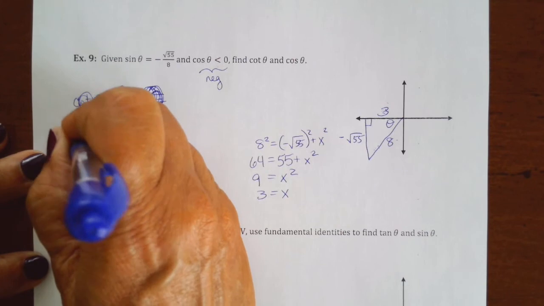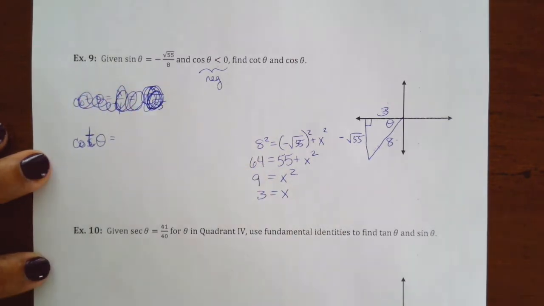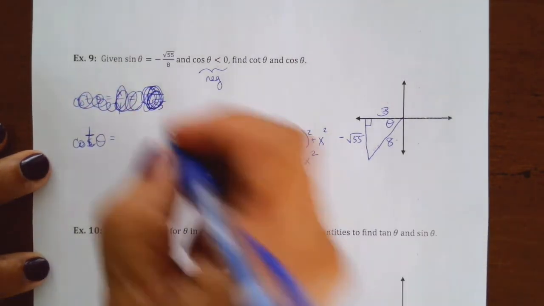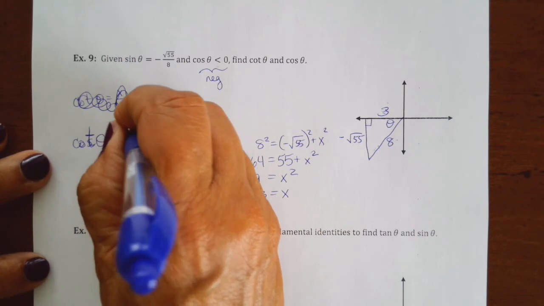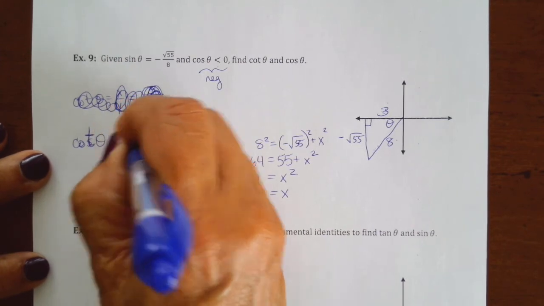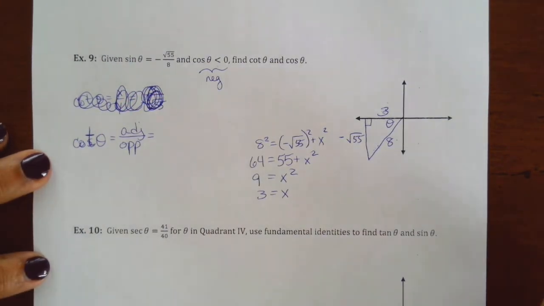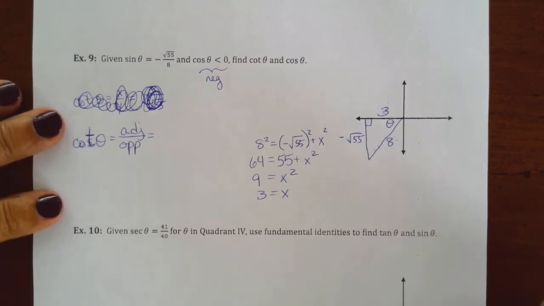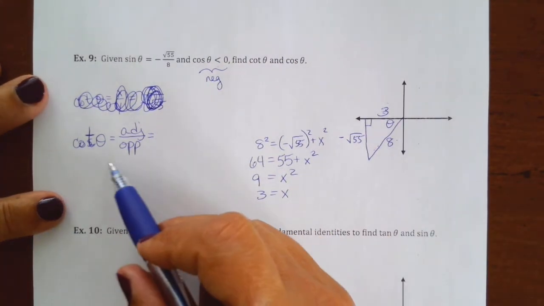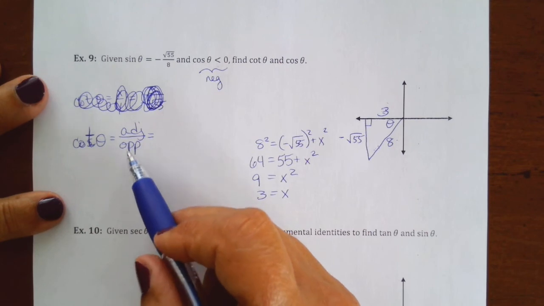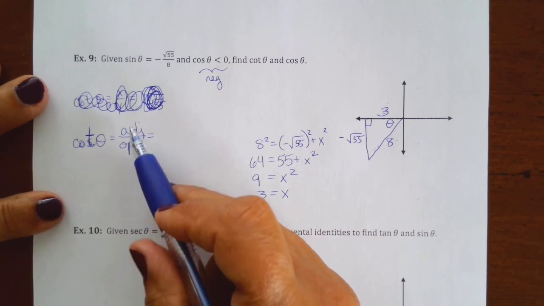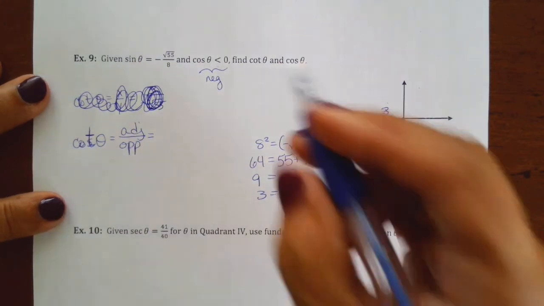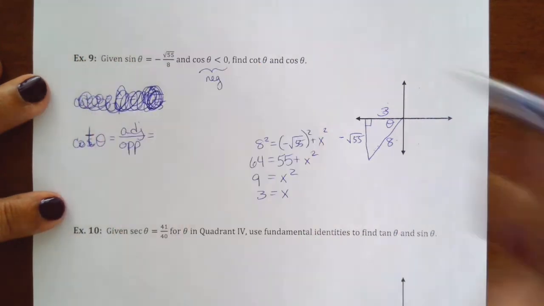Let's do that again. Cotangent. If we're not on the unit circle, we have to do adjacent over opposite. I just want to make sure we're doing this the right way. Sorry about that. Cotangent is the reciprocal of tangent, which is opposite over adjacent, so this is adjacent over opposite. I'm really sorry about that. I don't want to confuse you guys.